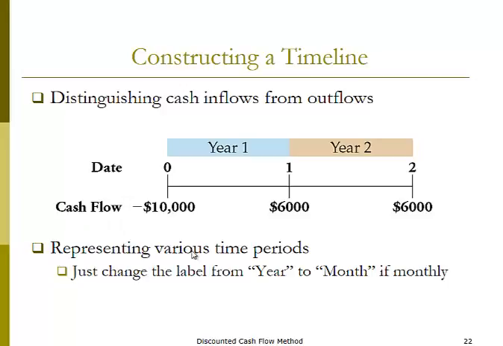Number 3, representing various time periods. Just change the label from year to months or monthly. A lot of times I don't put year here. I know that I'm dealing with year or month. So it's up to you.